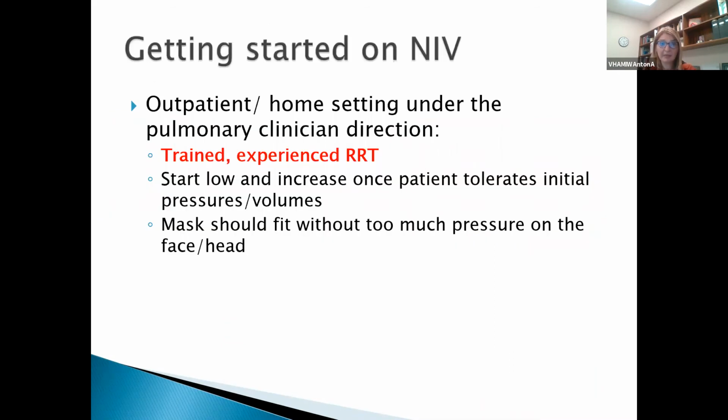Getting started on NIV is not easy. You need a trained, experienced respiratory therapist that's going to work with the pulmonologist. I am blessed to have a wonderful team that works with me, and really we will work with you to make it happen and get used to the machine. We can start low and slow, and we can increase based on how the patient tolerates initial pressure and volumes. We can certainly work with you to find the right mask that would fit without adding too much pressure on the face and the head.